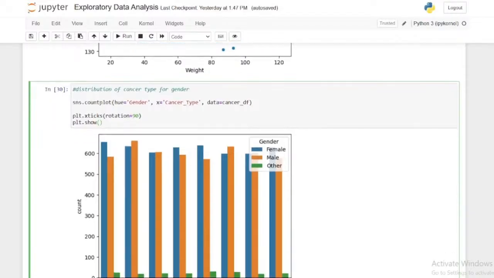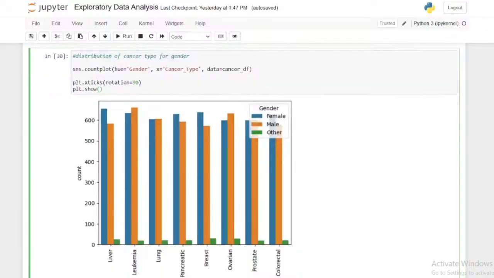So we are going to imagine that for some genders they are going to have more occurrence of that particular cancer, right? So let's see if that is actually true with this data frame. For cancer of the liver, you can see that we have more female patients. For leukemia, we had more male patients. For lung cancer, male and female are almost equivalent. For cancer of the pancreas, we had more female patients.